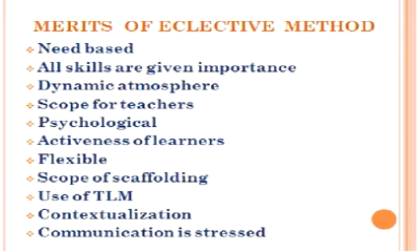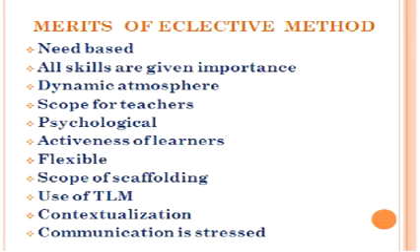Next comes scope for teacher. In this approach or method, the teacher is given scope to apply as per his wishes. Next is this approach is psychological. Psychological in the sense that this method is based on the psychological principles of teaching and learning. And the next one is the students are very much active. If the students are not active, then communicative competence will not be developed.